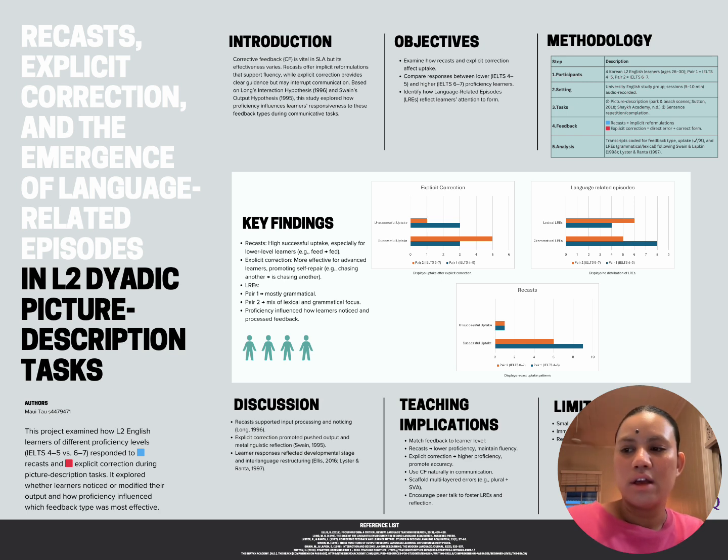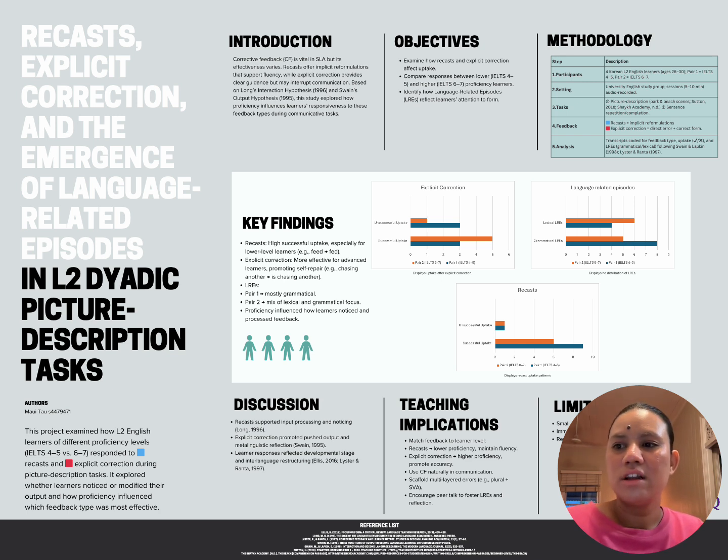In the findings I found that explicit correction was more effective for advanced learners as it promotes self-repair, but recasts were highly successful for low-level learners. Pair 1 had mostly grammatical LREs, language-related episodes, and Pair 2 had a mix of lexical and grammatical focuses. And proficiency definitely influenced how learners noticed and processed feedback.